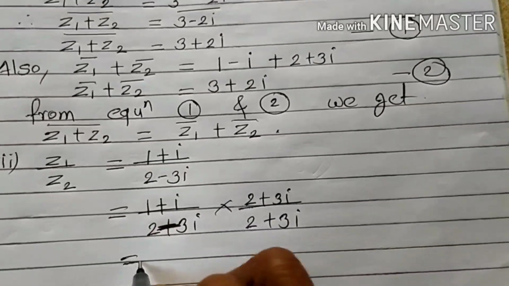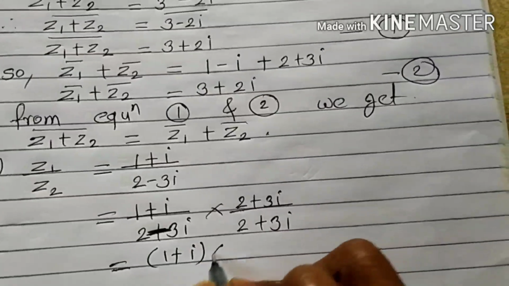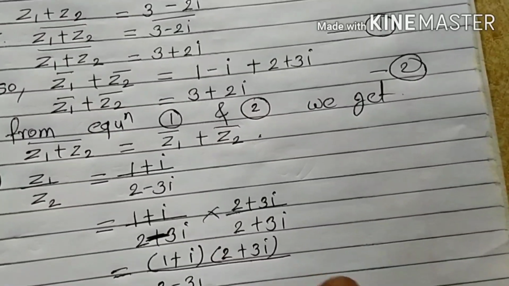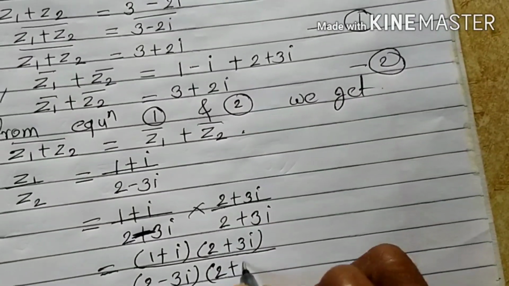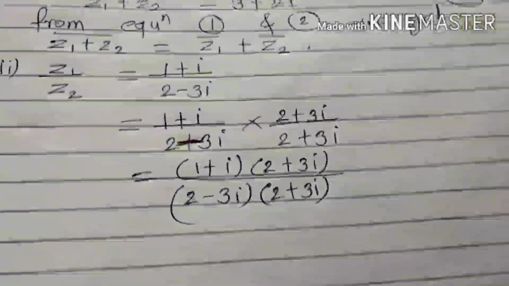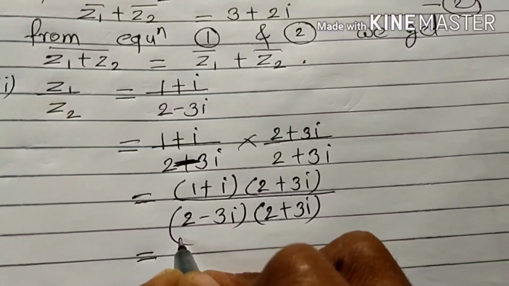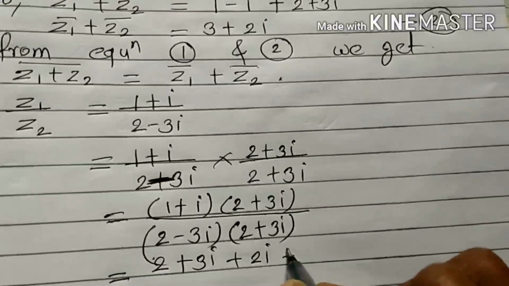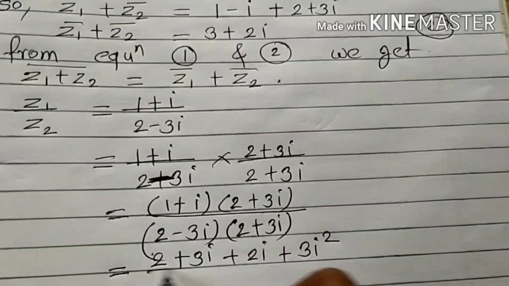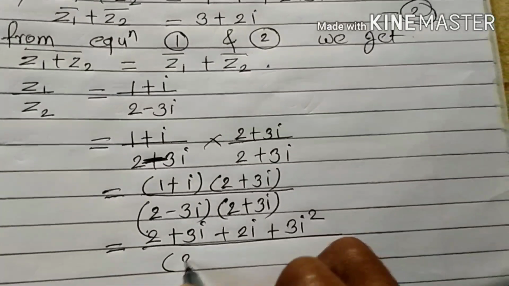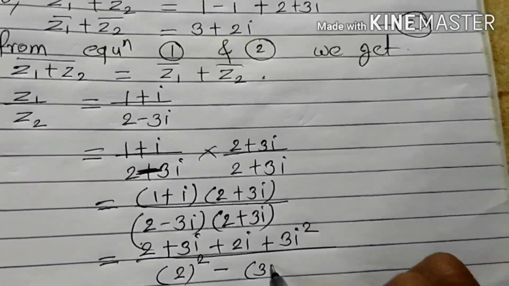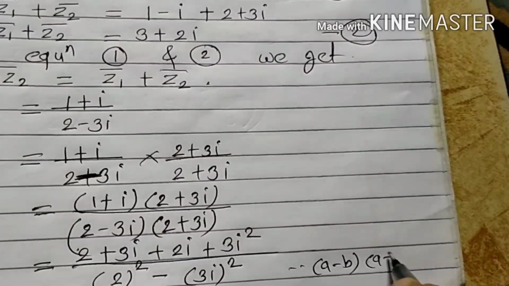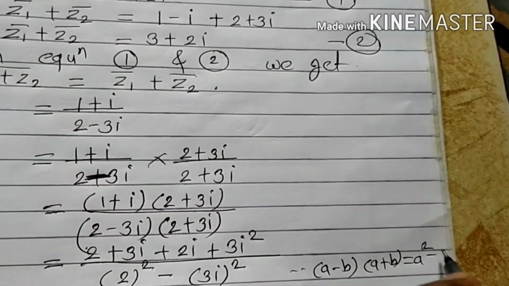Now take the multiplication like that: (1 plus i)(2 plus 3i) upon (2 minus 3i) into (2 plus 3i). Now multiply: 1 into 2 plus 3i plus 2i plus 3i square, upon this, a minus b into a plus b. So it is a square minus b square. We know the formula: a minus b into a plus b is equal to a square minus b square.